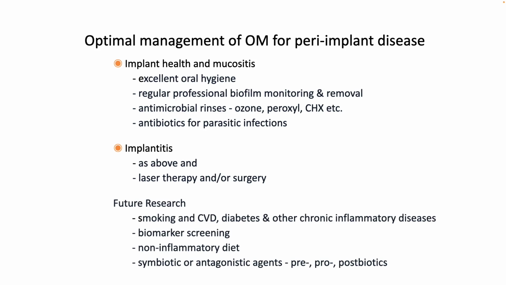And in future research, hopefully they'll find out more about the links between smoking and cardiovascular disease and other chronic inflammatory conditions. There will hopefully be better biomarkers that allow us to maybe pick things up earlier or decide when we should start laser therapies, the effects of different types of diets. And then hopefully there'll be other agents, whether symbiotic or antagonistic, which will allow us to reduce the different types of morphotypes that we see and reduce the overall bacterial load.